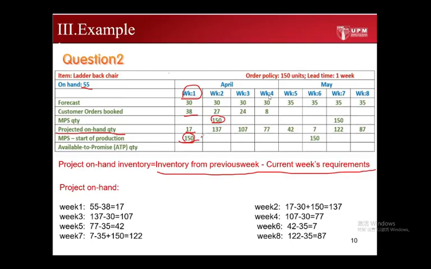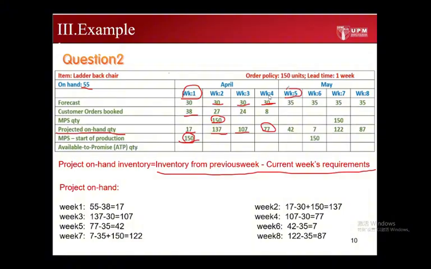And week 2 equals 17 minus 13 plus 150, finally equals 137. The week 3 equals 137 minus 30 equals 107. And week 4 projected on hand equals 107 minus 30 equals 77. Okay.